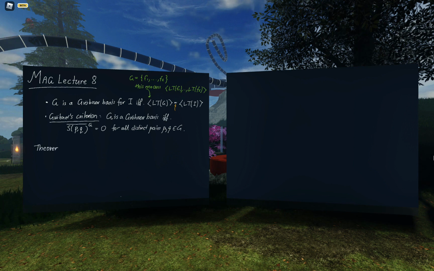So that's a reminder. Now let me state the main theorem for my part of today's lecture, which is Buchberger's algorithm.